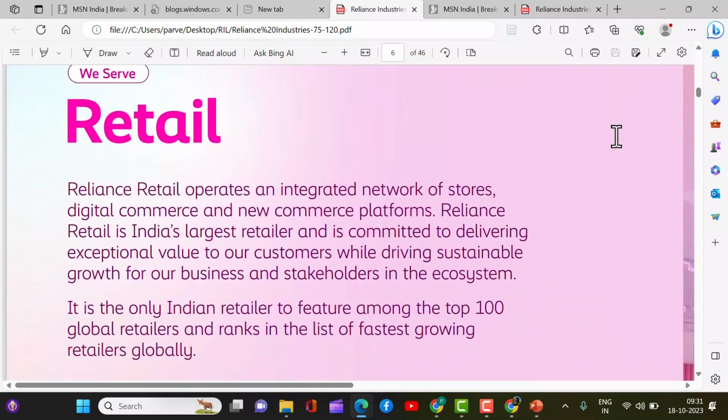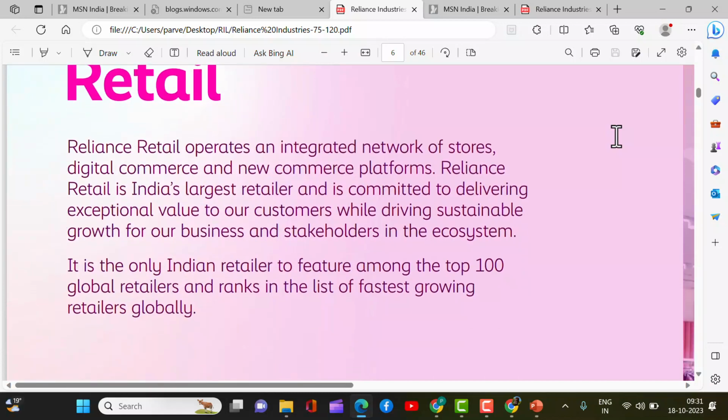Then the business comes to retail. Which kind of business have we done? Media and digital. Now the third business is called retail. Just read. Reliance Retail operates an integrated network of stores, commerce, and new commerce platforms. Reliance Retail is India's largest retailer and is committed to delivering exceptional value to our customers while driving sustainable growth for our business and stakeholders in the ecosystem. It is the only Indian retailer to feature among the top 100 global retailers and ranks in the list of fastest growing retailers globally.